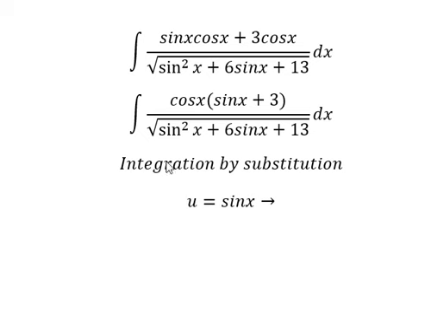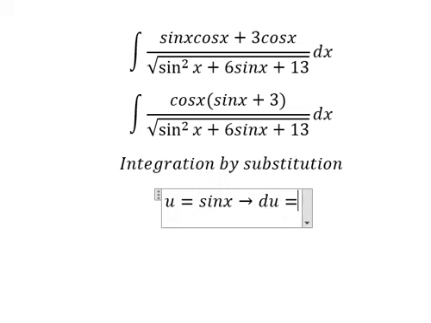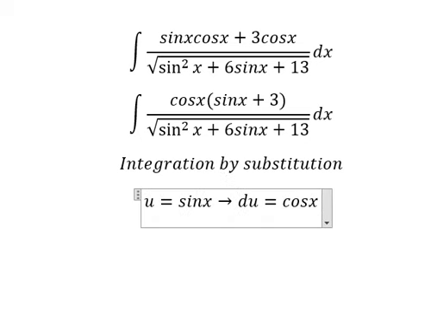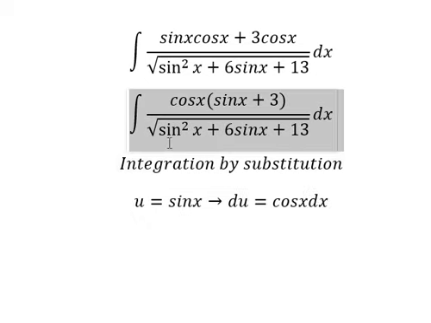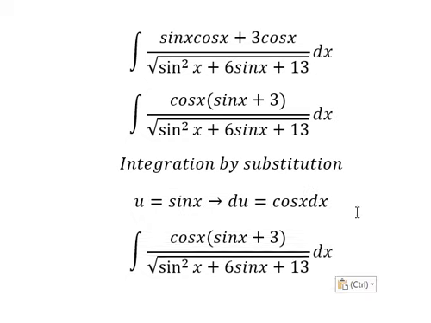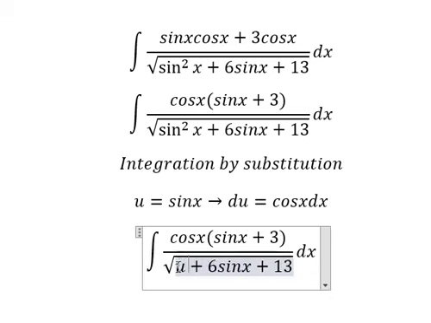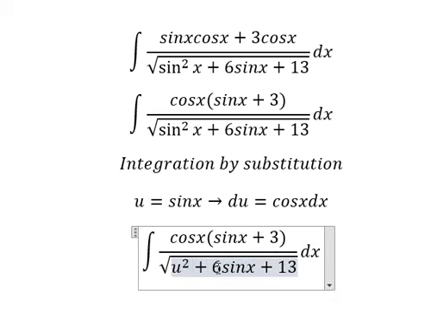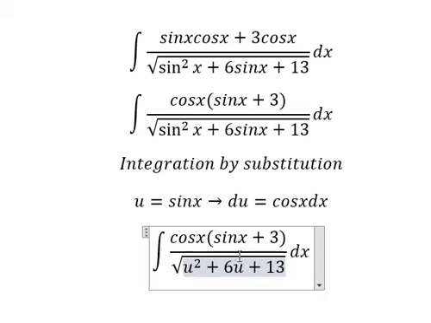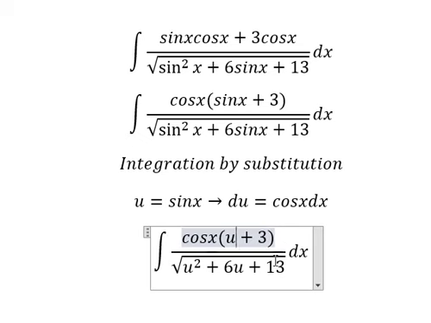After that, we need to first take the derivative of both sides. So you get du equals cosine x dx. This one is u. This one you get u. Cosine x dx, we change for du.